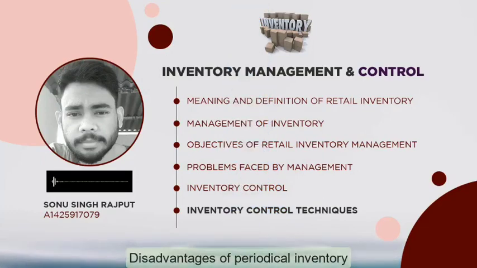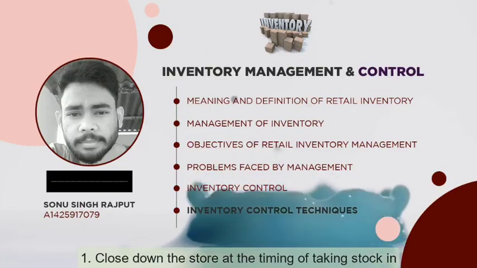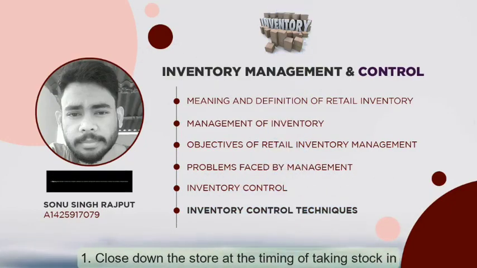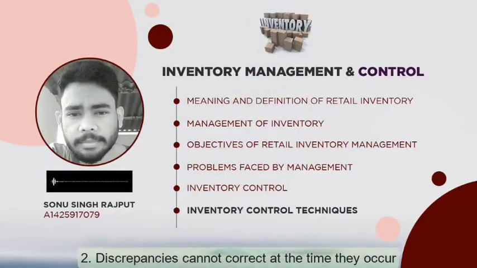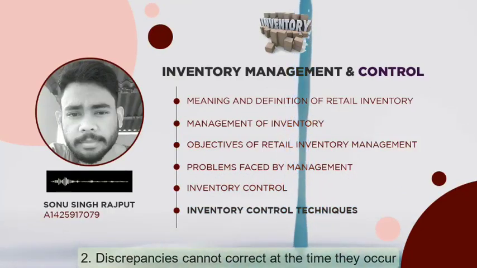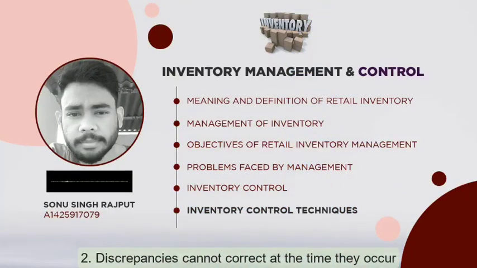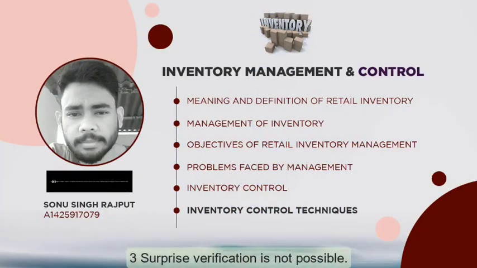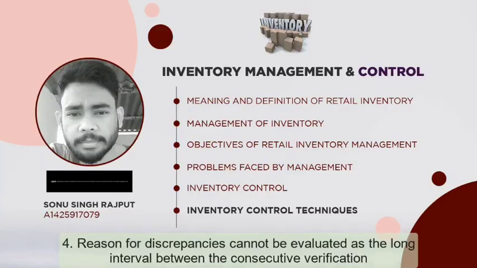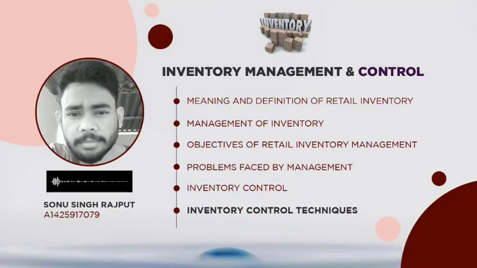There are some disadvantages of the periodical inventory. The first one is we have to close the store at the time of taking the stock. Second, discrepancies cannot be corrected at the time they occur, because we are not evaluating the stock or material multiple times in a year, but only once at the end of the year. Third, surprise verification is not possible. Fourth, the reasons for discrepancies cannot be evaluated because of the long interval between consecutive verifications.